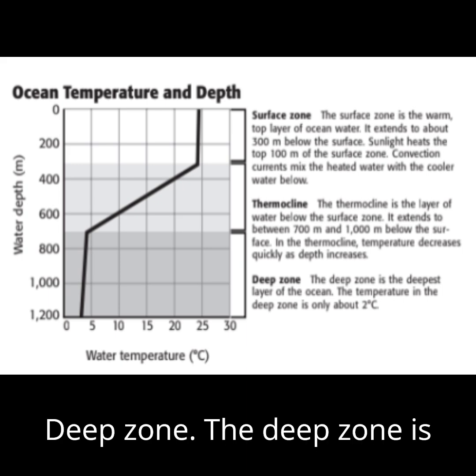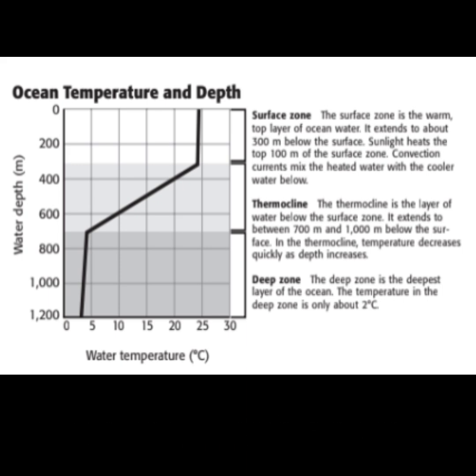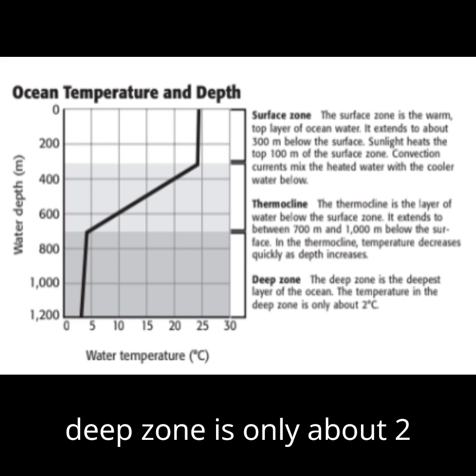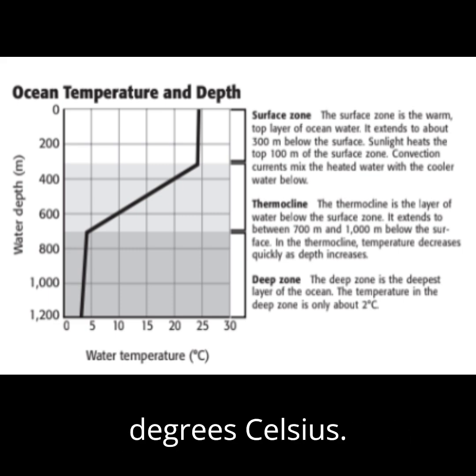Deep zone. The deep zone is the deepest layer of the ocean. The temperature in the deep zone is only about 2 degrees Celsius.